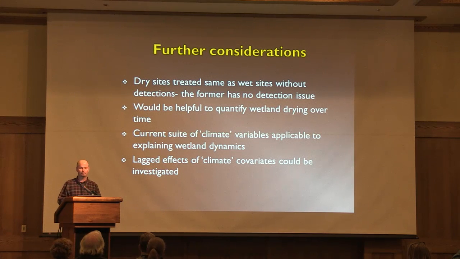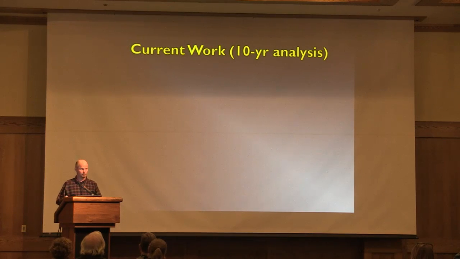It'd be helpful to quantify wetland drying over time. Pat brought that up several times. Why aren't we quantifying that? We should be measuring that. Great idea. Well, we've got a bunch of climate variables that could actually help describe some of that wetland drying over time now as well. We might even think about modifying those covariates and using lag values or using cumulative values to identify processes that are driving those dynamics. So now we fast forward to today.